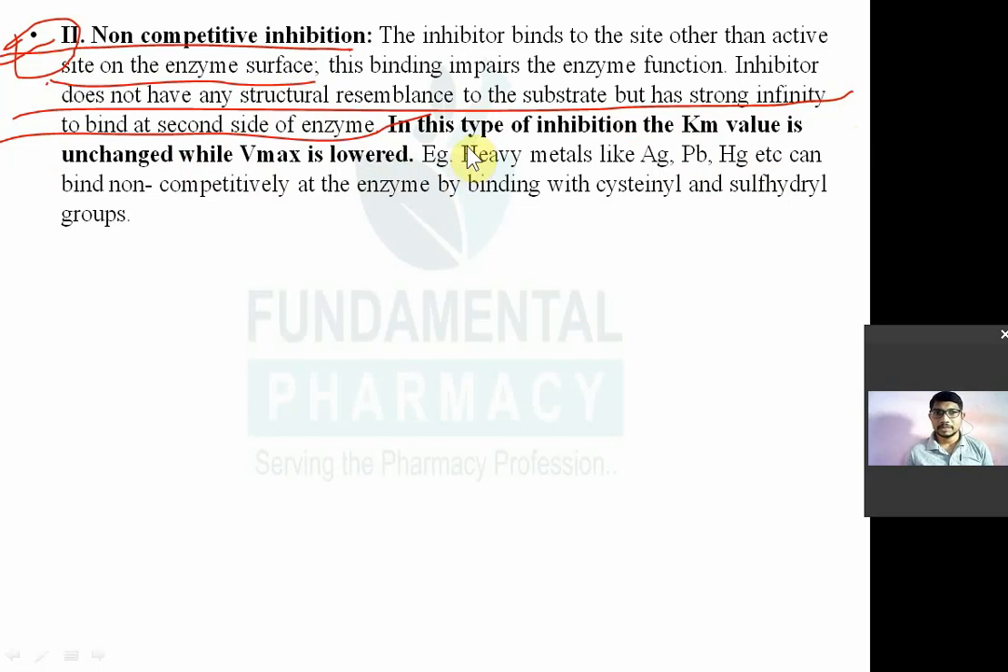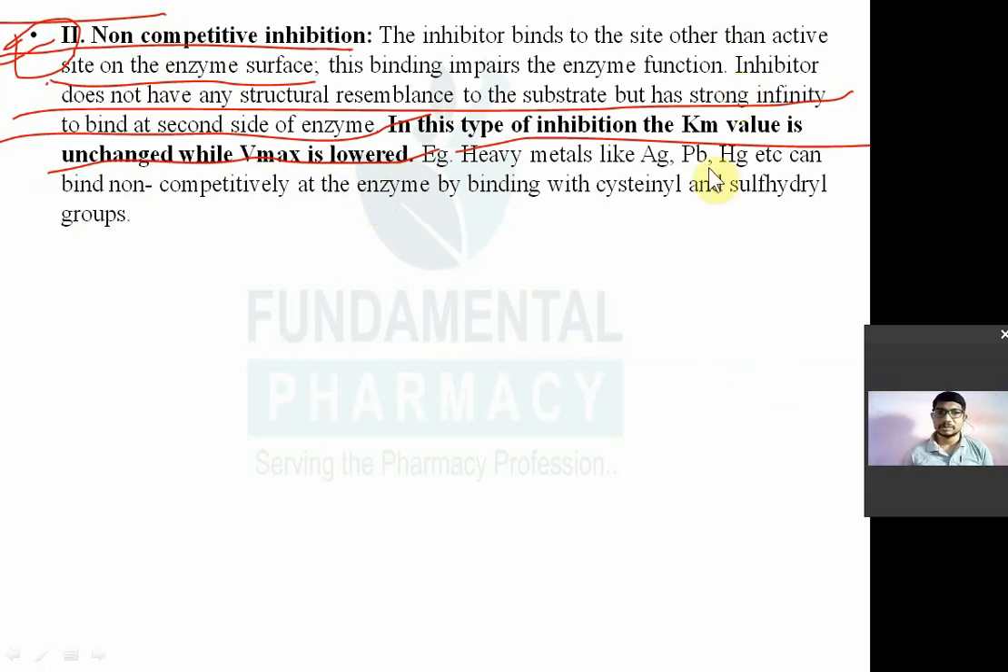In this type of inhibition, Km value remains unchanged and Vmax is lowered. Remember this: in competitive inhibition, Km value increases but Vmax remains unchanged. In non-competitive inhibition, Km value is unchanged and Vmax is lowered. Remember these two lines, they are very important, you may get a question on them.